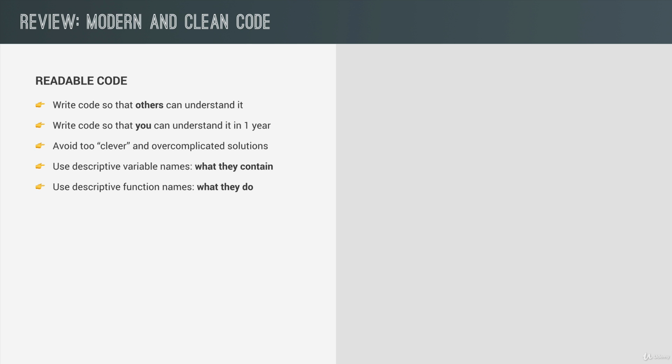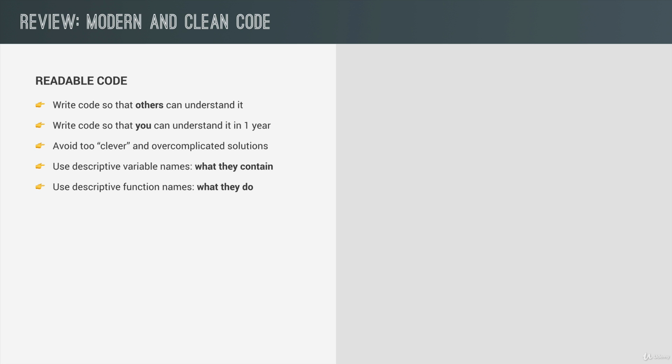Another thing that's very important for readable code is to give functions and variables very descriptive names. So for variables, you should name them according to what they contain, and for functions, you should name them according to what they do. And so by doing this, you will make it really clear and obvious to everyone what each variable is and what each function does.